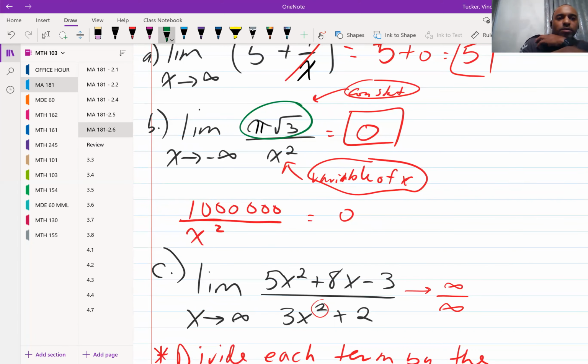All right, so the next one, we have the limit of 5x squared plus 8x minus 3 over 3x squared plus 2. Look at the limit of that as x goes to infinity. Essentially, even if we don't evaluate it all the way, we can visually see that we have x squared over x squared.